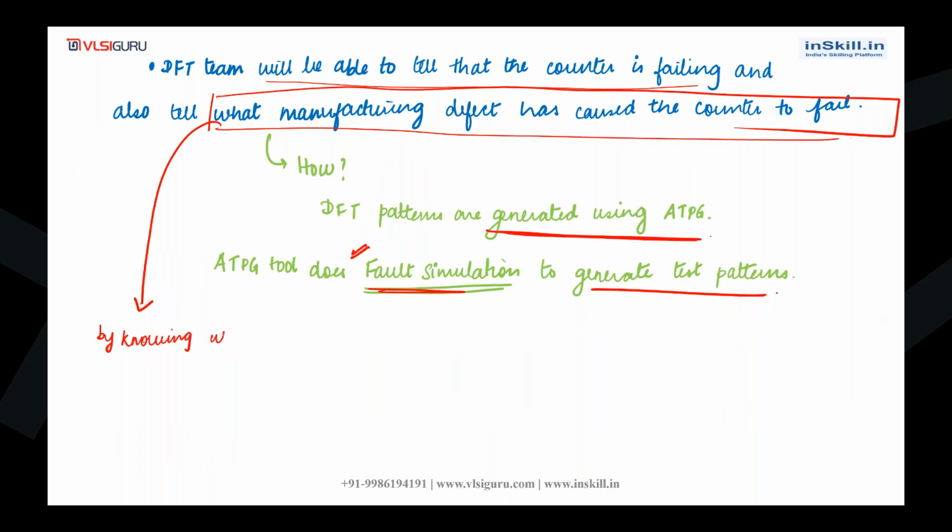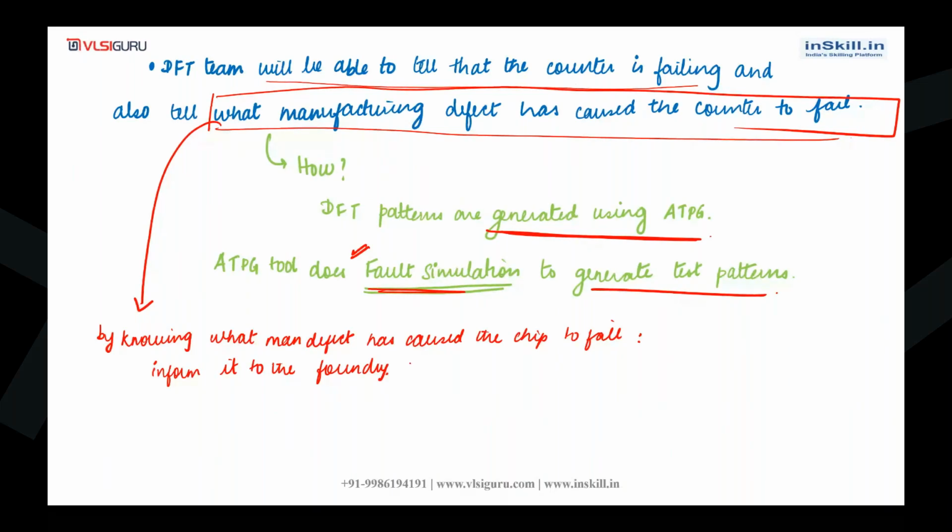By knowing what manufacturing defect has caused the chip to fail, we can inform it to the foundry. If many chips are failing in the same way, in the next batch they will try to overcome the problem.